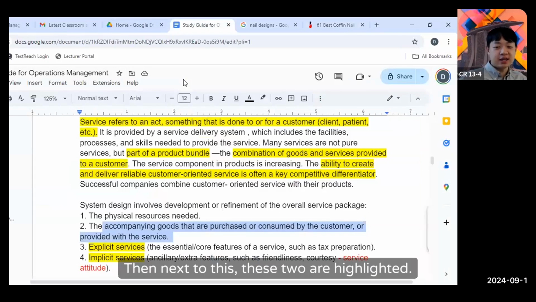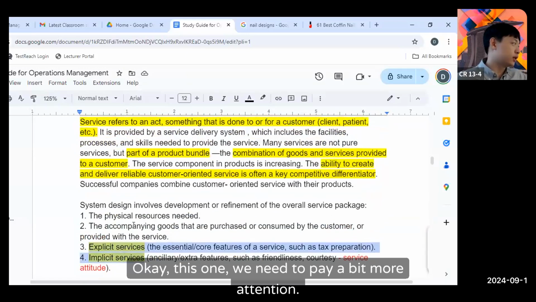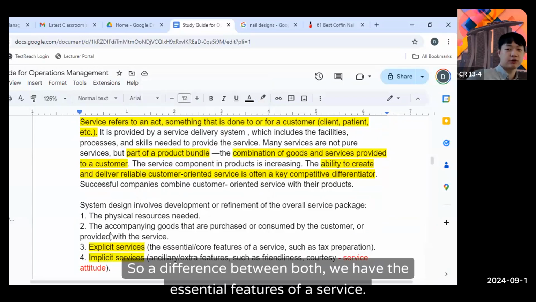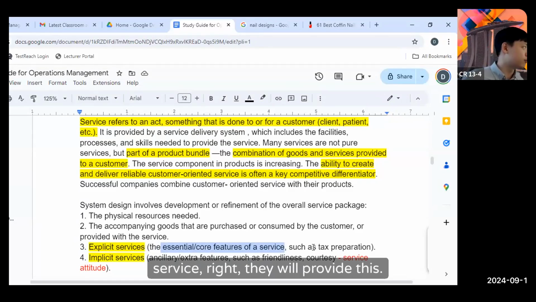All right. Then next two, these two are highlighted. This one we need to pay a bit more attention to. We say that we have the explicit services and also the implicit services. So we differentiate between both. We have the essential features of a service. Let's say here I'm going for a tax preparation service, right? They will provide this.